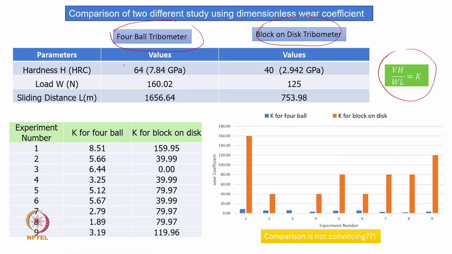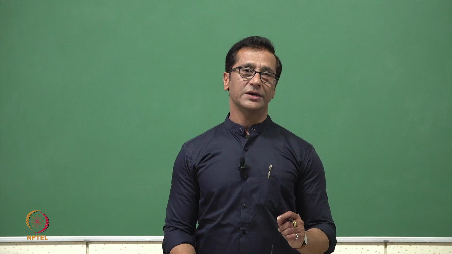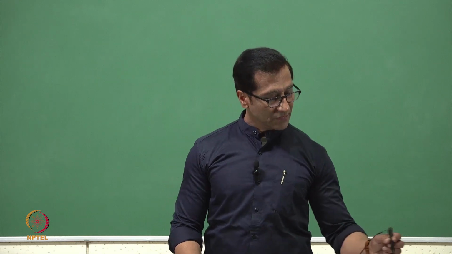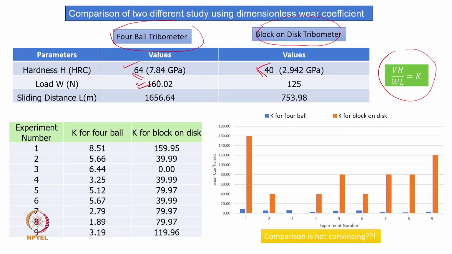You can see here in one sample the hardness is 64 HRC, and for the block on disk case we have used 40 HRC only. This is because the balls are already available in the market. When we go for 60 HRC, naturally the disk also will wear out, so we want to keep a lower hardness so the disk doesn't wear out so fast. Naturally again the load applied is slightly on the higher side, 116 Newton in the case of the 4-ball tester, while 125 Newton in the case of the block on disc. Coming to the sliding distance, we have kept almost double the distance compared to the block on disc tribometer.